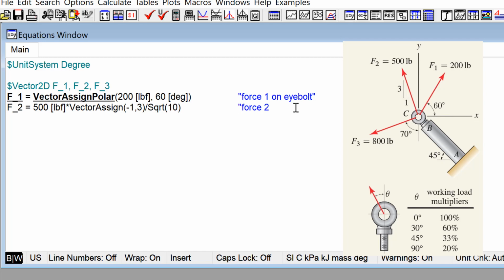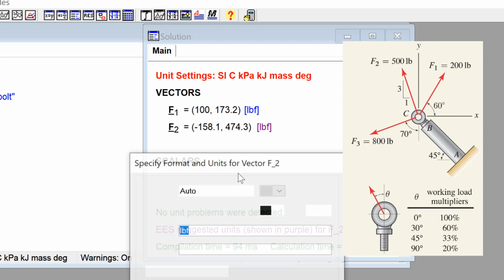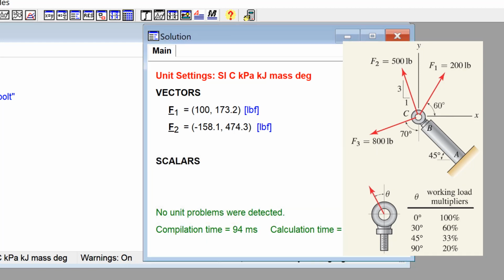And again, before I move on, I'm going to go ahead and solve. In this case, I'll just hit the F2 key. And yeah, that looks right. It goes over to the left 158 pounds and it goes up 474 pounds. So again, let's set the units on that.